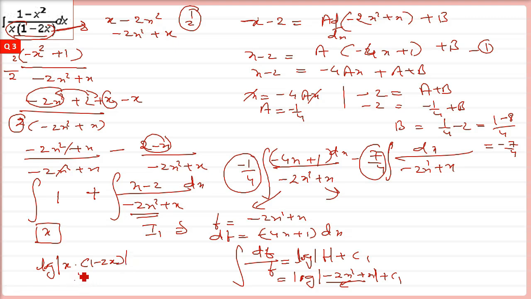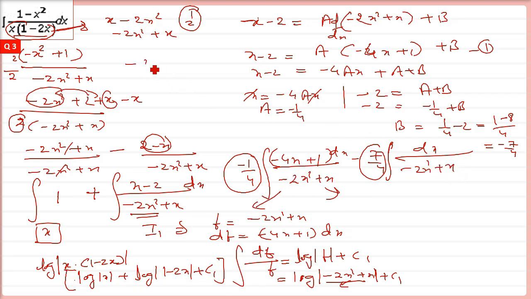So you can write log a into b as log a plus log b. So you can write it as log modulus x plus log modulus 1 minus 2x. This is your first thing, plus constant of integration c1. Call it this one, which we have done. The second one is dx by negative 2x square plus x.